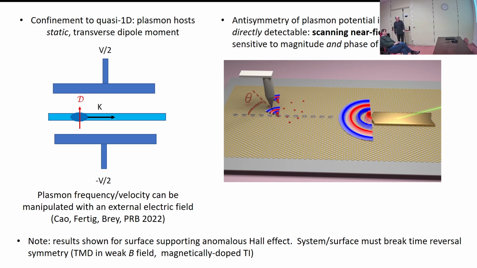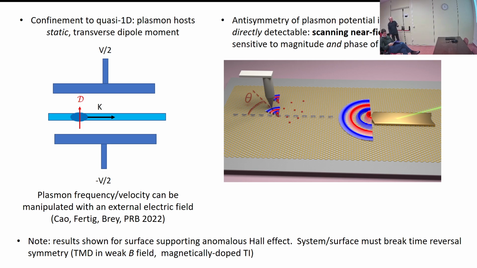Another type of experiment that we thought about, and we just finished analyzing, this just came out actually a few weeks ago, is a situation where you have a quantum wire or some kind of nanoribbon or something like this, where you actually confine your plasmon to a quasi one-dimensional region. So there you might imagine, and we actually showed that you can get a dipole moment that's transverse to the wire itself, transverse to the momentum. And now if you set up an electric field that's perpendicular to that dipole moment, you could actually change the energy of your plasmon.